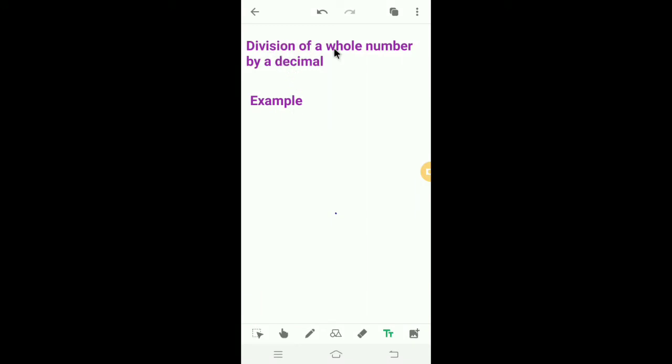Let's learn division of a whole number by decimal. How we can divide whole number by decimal? Let's see. To divide a whole number by decimal, convert the divisor into a whole number by multiplying the dividend and the divisor by 10 or 100 or 1000, depending upon the number of decimal places in the divisor, and then divide the new dividend, or the product of the given dividend and 10 or 100 or 1000, by the whole number divisor.